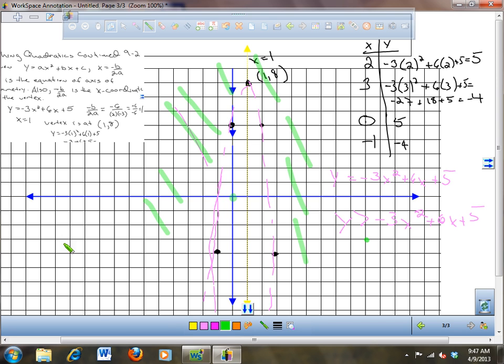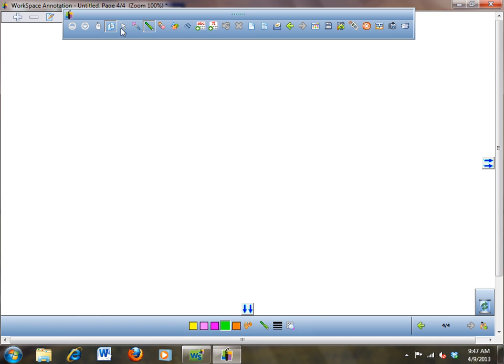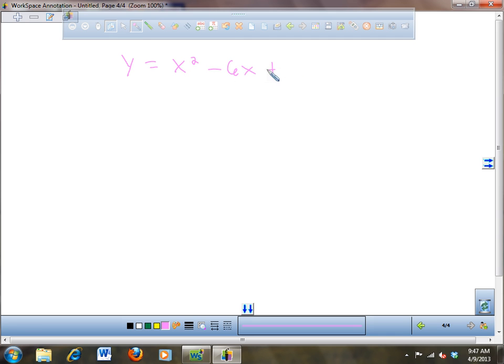So let's try again. This is an easy one. y equals x squared minus 6x plus 9. So first thing we're going to do is find the axis of symmetry.